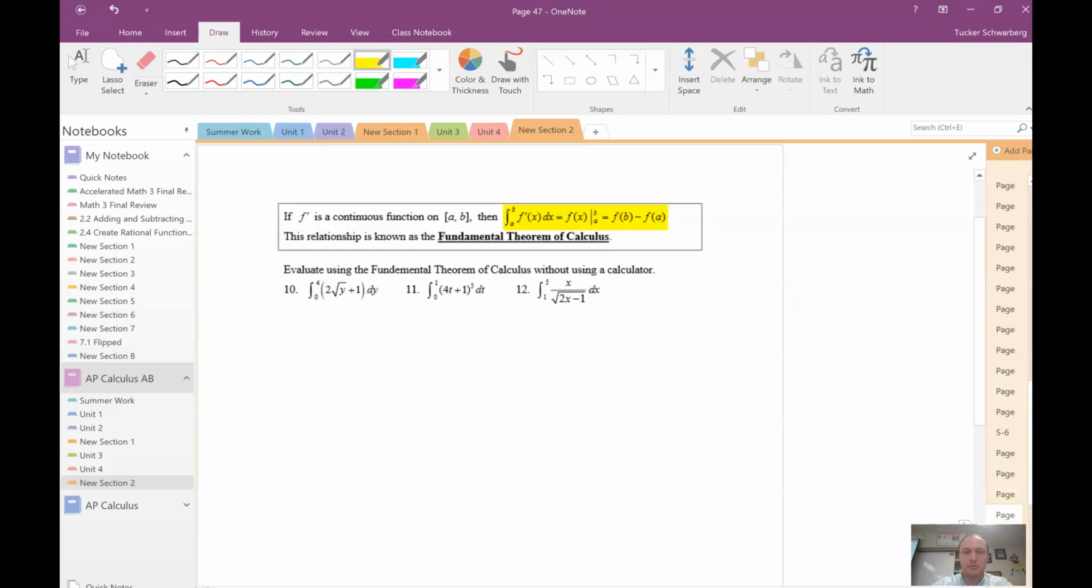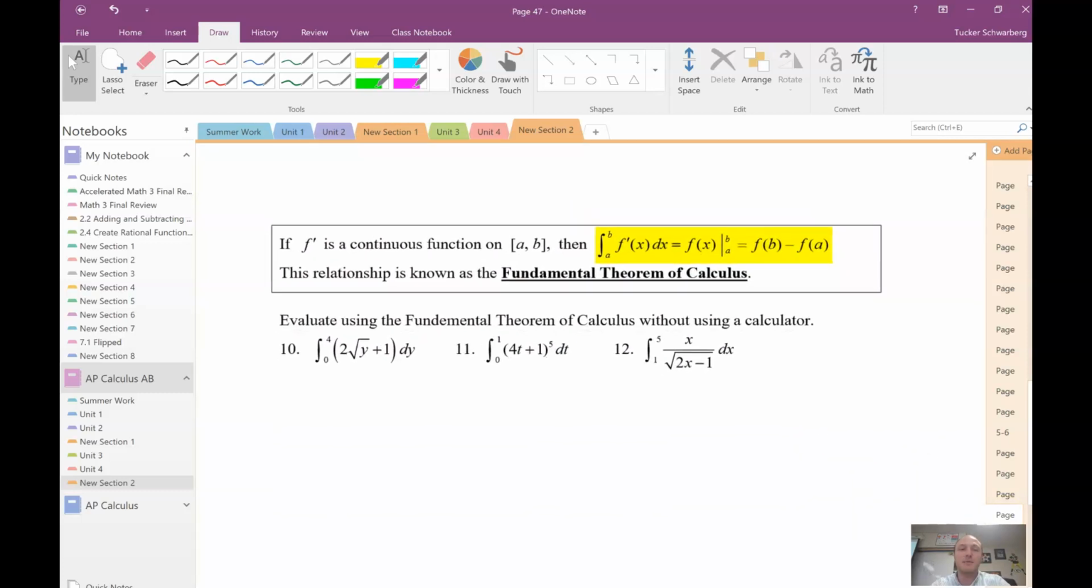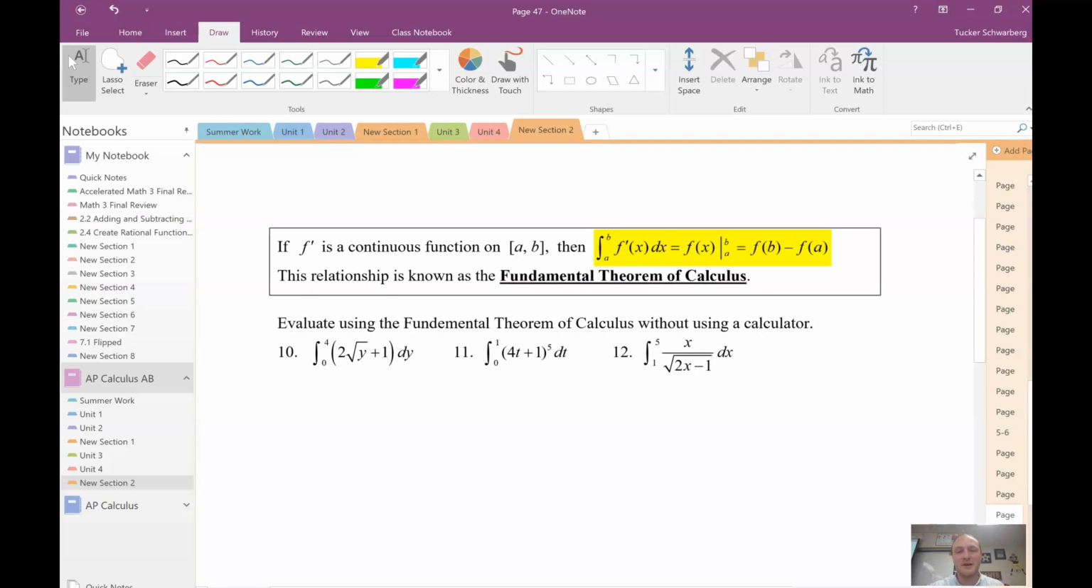That brings us to the fundamental theorem of calculus. We have some conditions. If f prime is a continuous function on the closed interval a to b, then the integral from a to b of f prime of x dx will be equal to f of x evaluated on that closed interval a to b, so f of b minus f of a. The fundamental theorem of calculus is saying that if I integrate a derivative over a closed interval, that will be equal to the displacement of the function. That's discovering the fundamental theorem of calculus.